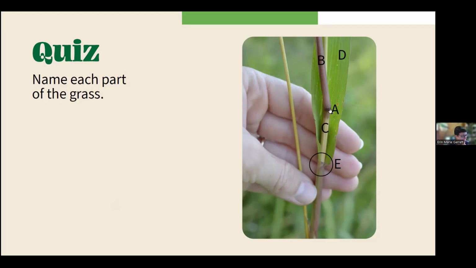All right, thanks everyone. Let's go through these. The first one, A, is going to be a node, right here. So the base of that leaf sheath, which means that B is a sheath. I was kind of tricky with you on that one. It looks like a stem, but it's covered by that leaf sheath. Because our node is here, that means that C is going to be a stem. D is a leaf blade, or just a leaf. And then E is going to be that collar region where you can find things like a ligule. Excellent job.